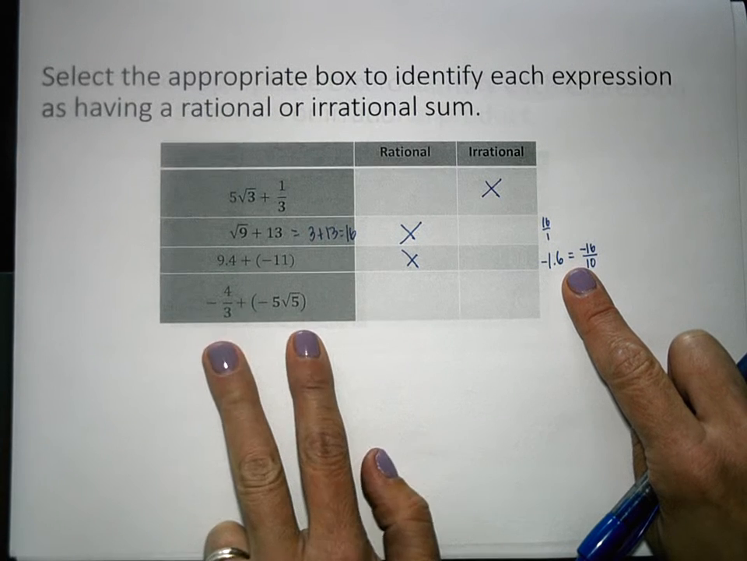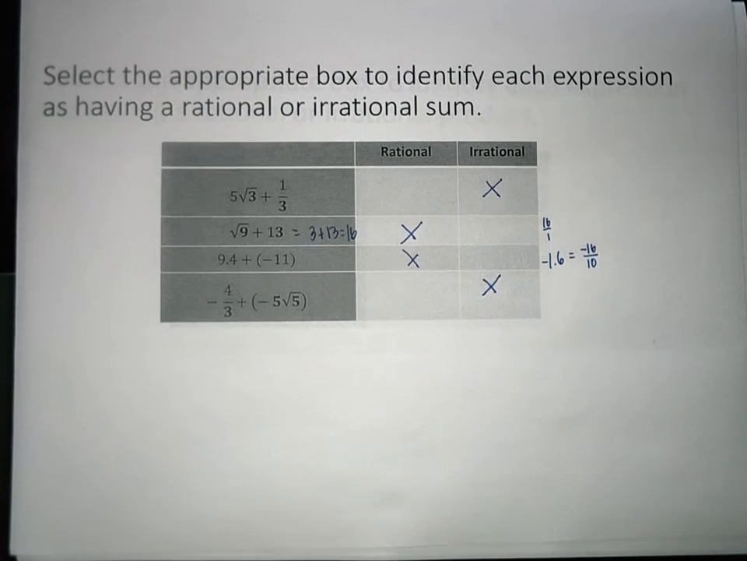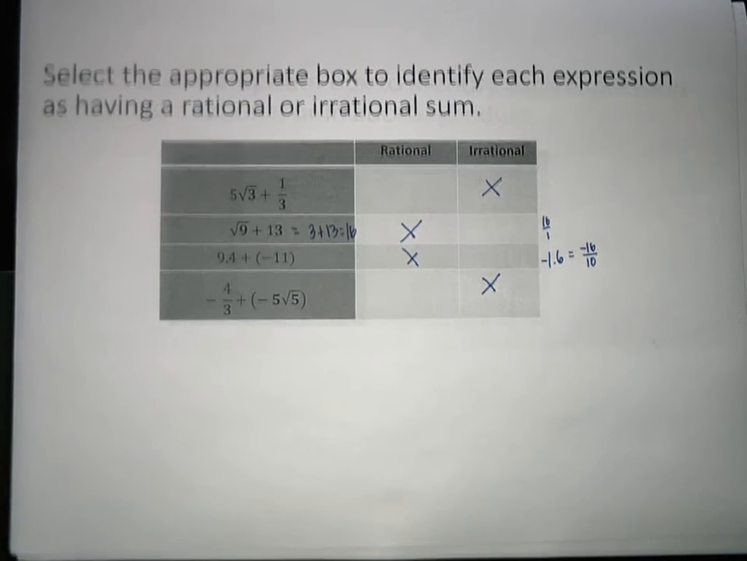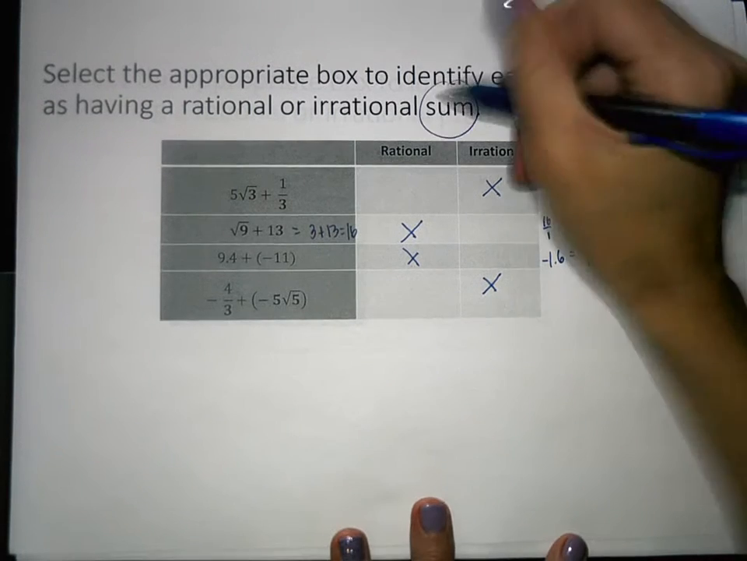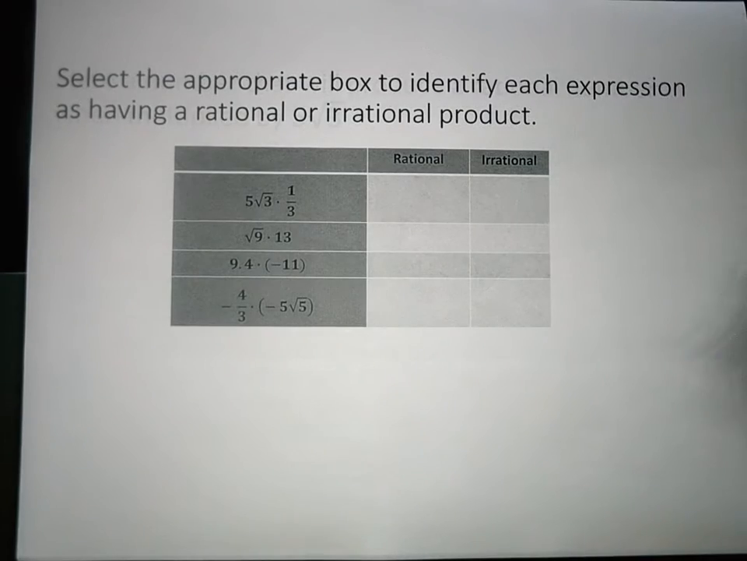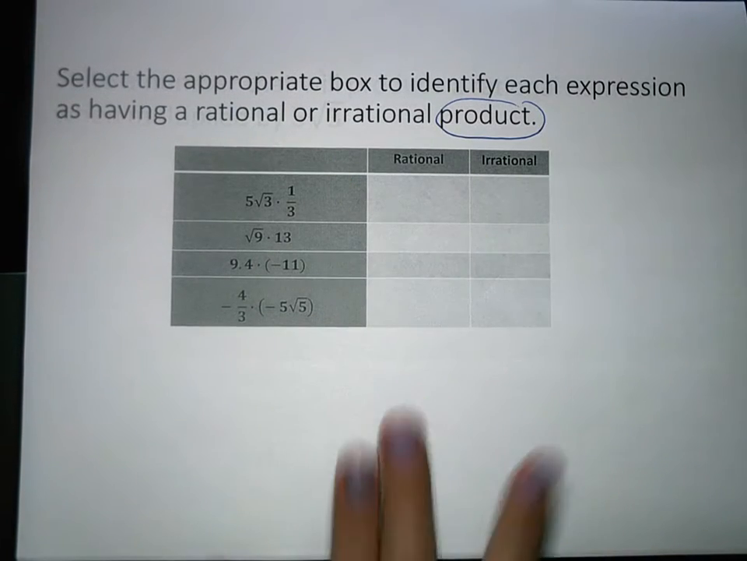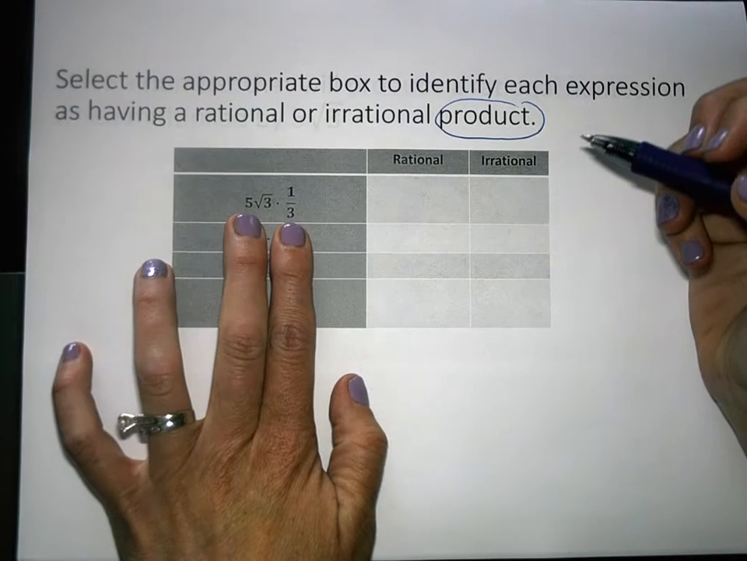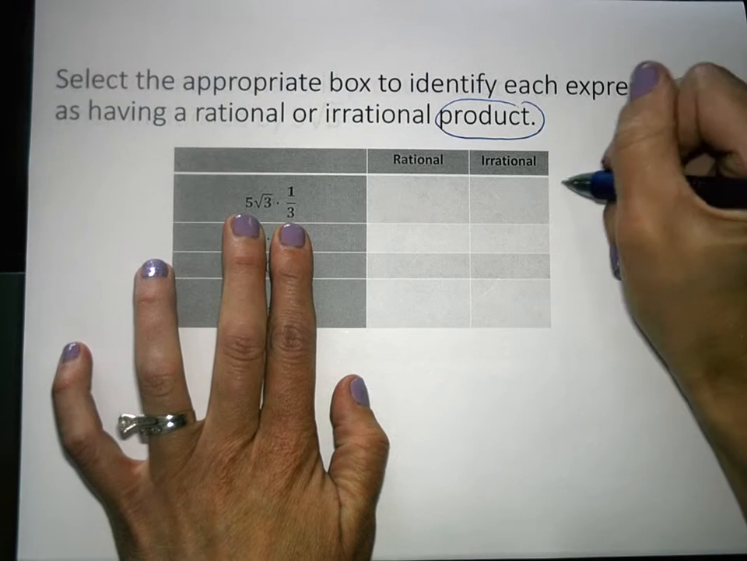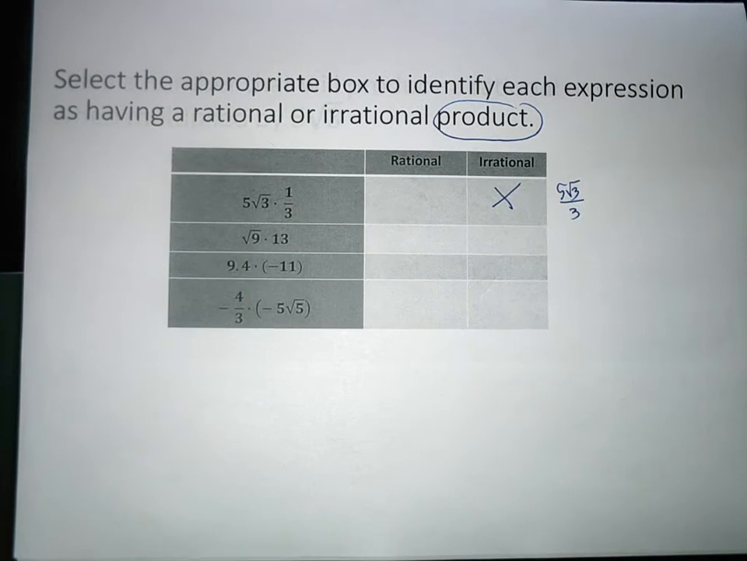And then here I would still end up with a root in my answer, so this is irrational. And again, this was asking about sums. On this next one, it's asking about product. So here, if you notice, we're now dealing with multiplication. So again, if I multiply these, I'm still going to end up with a root. I would end up with 5 root 3 over 3, and so therefore it is irrational.